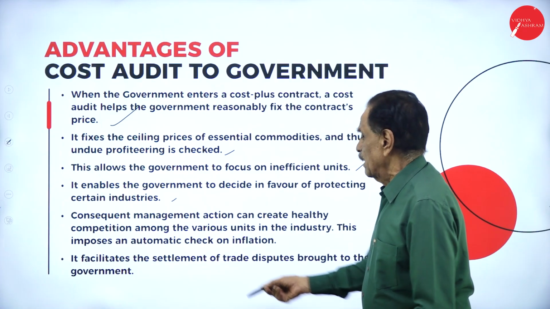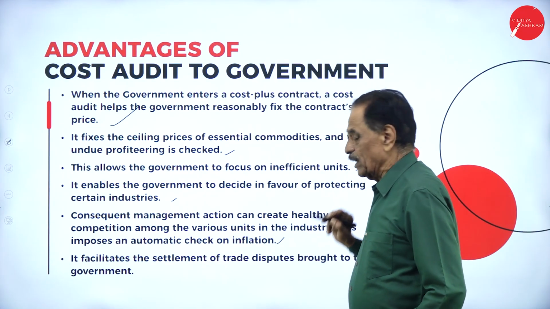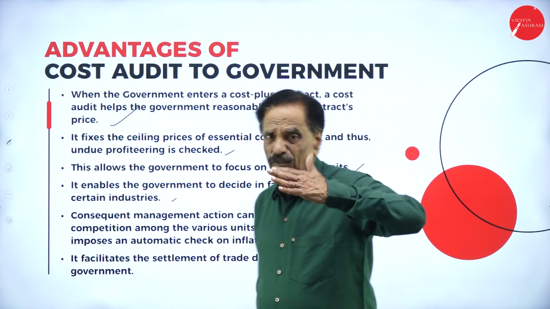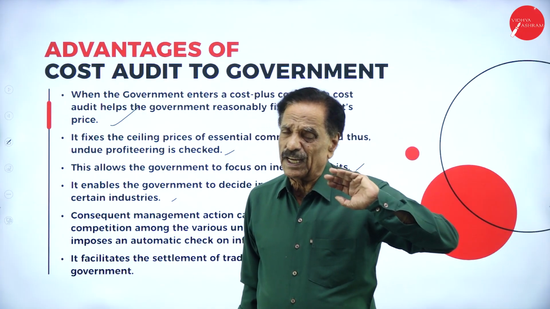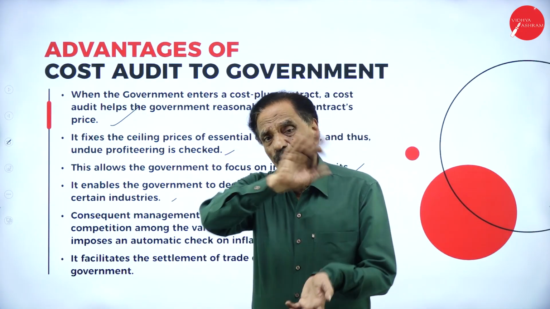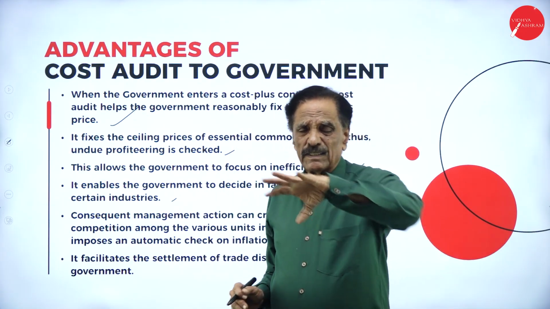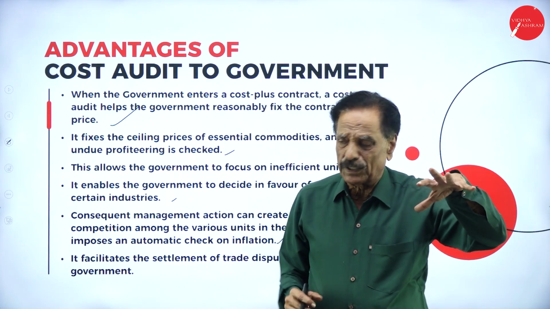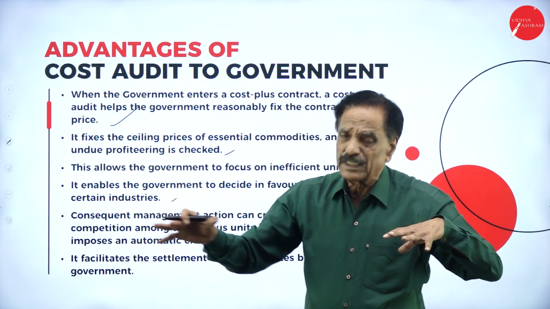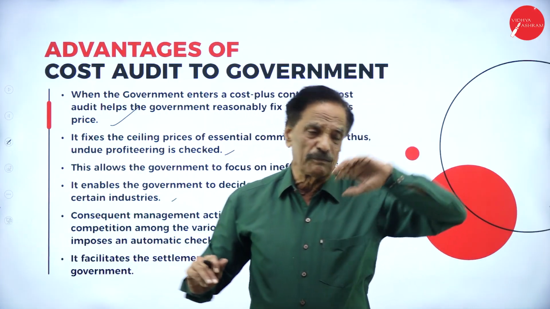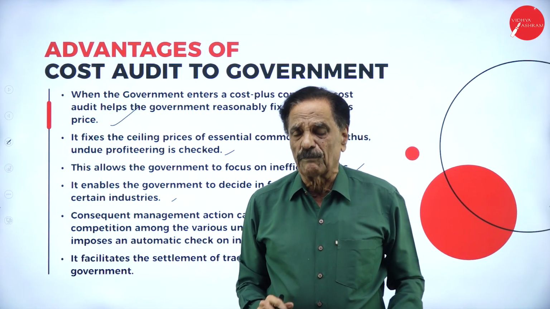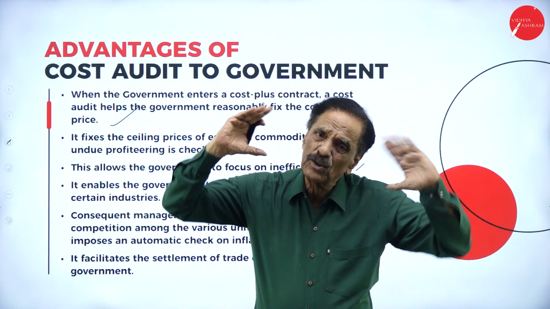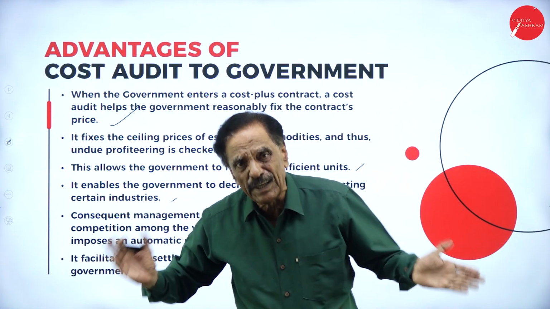This imposes an automatic check on inflation. If there is any inflation, in order to check it, they have to compare one unit to another unit: why that unit is making more expenditure, why this unit is making less expenditure. They are earning more profit, this unit is not earning the profit. What's the reason? That has to be calculated, that has to be found out.